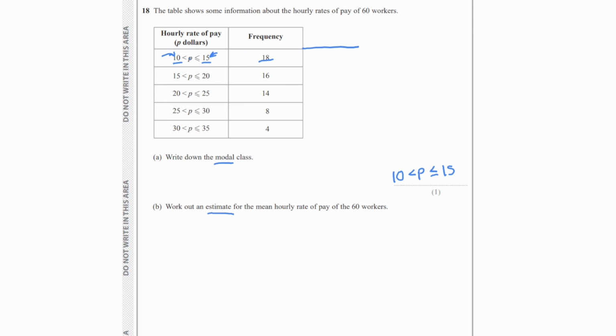And to do that, we just take the midpoint of this group. So to take the midpoint of this group, you would do 10 add 15 and divide it by 2. Or if you can spot that that is 12.5, then that's okay. I'm going to call this the midpoint.